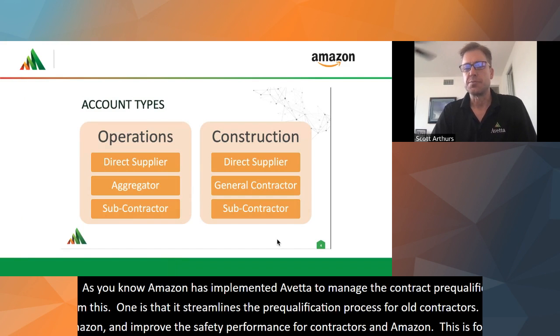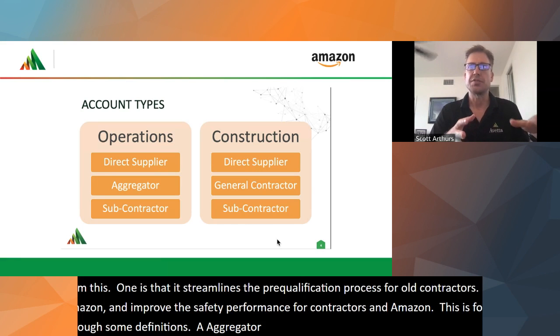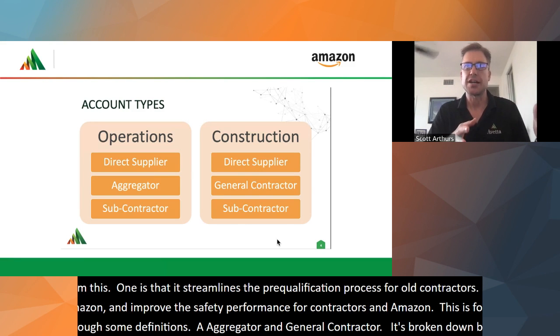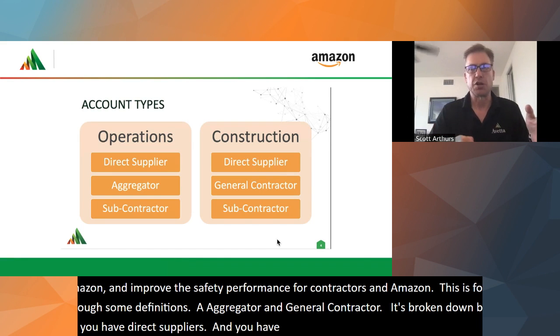Just to get through some definitions, there is a little bit of confusion out there between what's the difference between an aggregator and a general contractor. So really it's broken down by the type of business operation. So if it's an operational Amazon site, you have direct suppliers, you've got aggregators, and an aggregator then uses subcontractors.